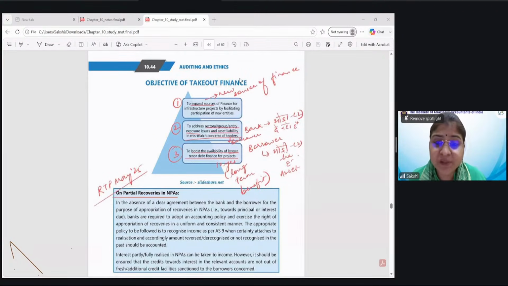Then, to boost the availability of longer tenure debt finance for projects. When you require a loan for a long period, for example your project periods, those are usually long. See, if you are going to build something, it is going to take years. So this form of loan, takeout finance, is very beneficial. Not much burden at one point, at the same time you are using the money of the bank also.